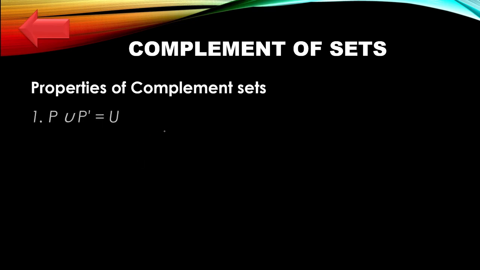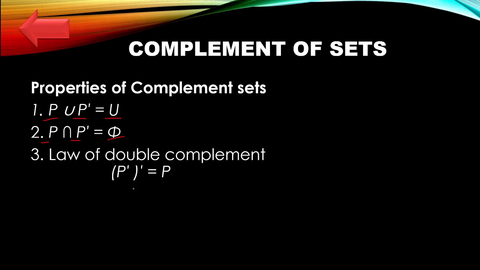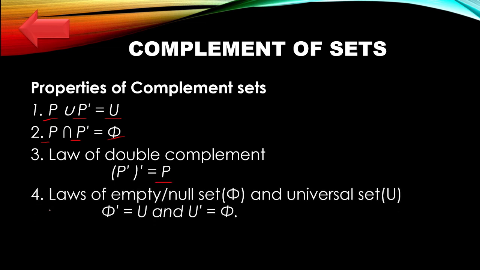Properties of complement sets. Number 1, P union P prime is equal to U, or the universal set. Number 2, P intersection P prime is equal to the null set or empty set. Number 3, law of double complement: the complement of P prime is equal to P. Number 4, laws of empty or null set and universal set. The complement of the null set is equal to U, or the universal set. And the complement of the universal set is the empty set. Those are the properties of complement sets.